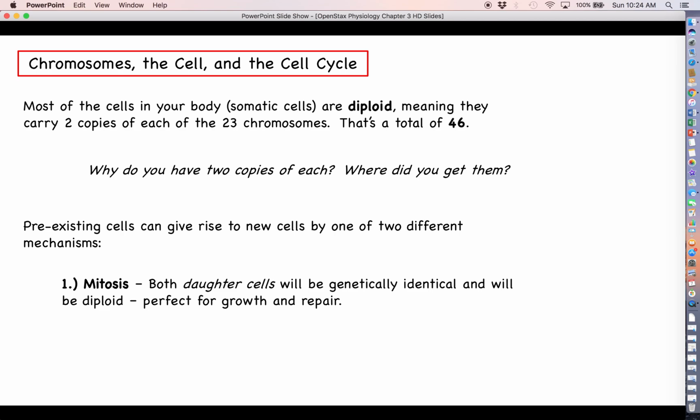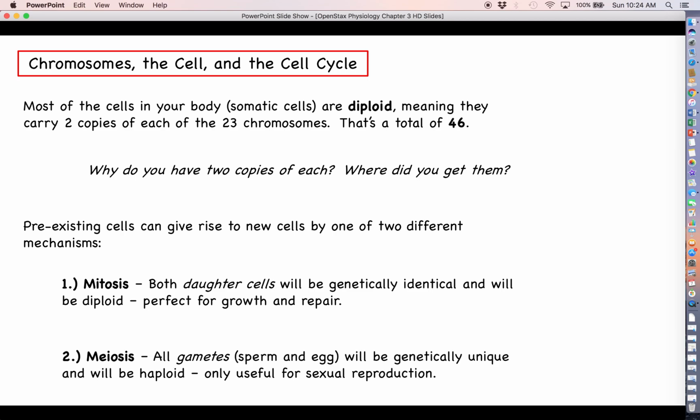So the idea here is that both resulting daughter cells are going to be genetically identical to the progenitor cell, and they will each be diploid. So this is going to be a perfect mechanism for growth and repair. This is what we want for things like generating new blood cells, repairing injuries to tissue like broken bones and cuts and scrapes and things of that nature.